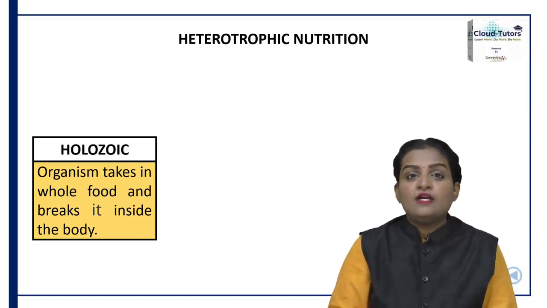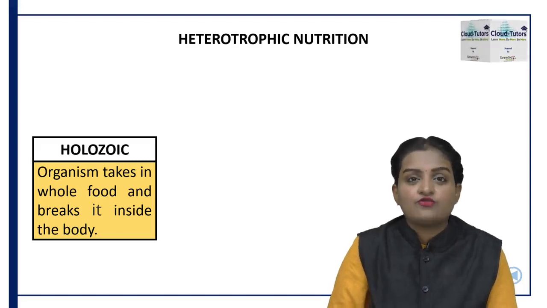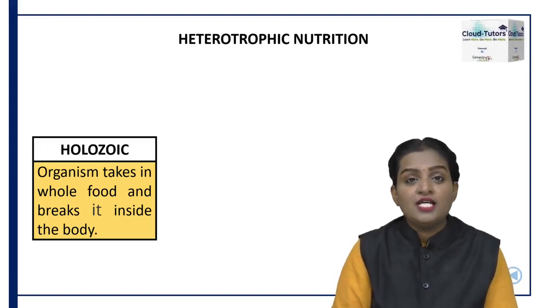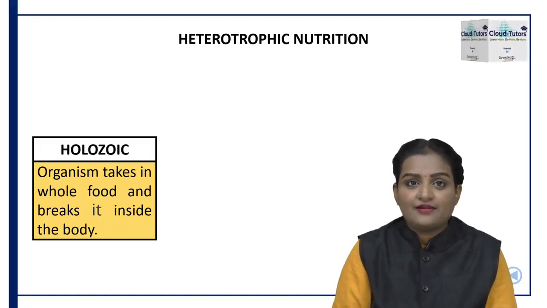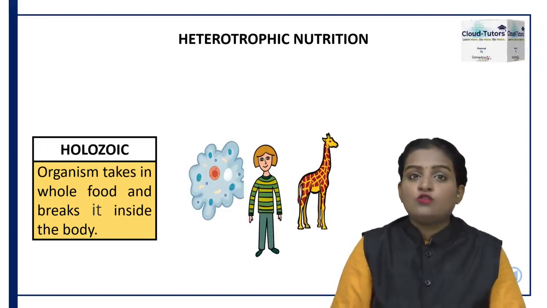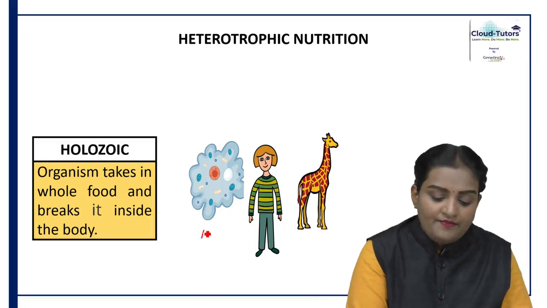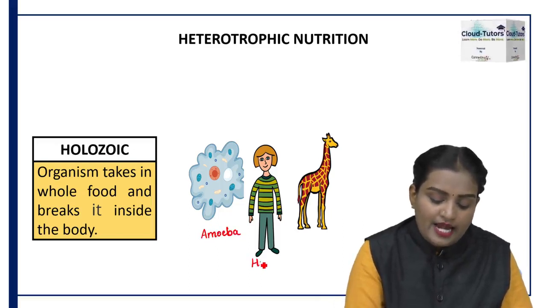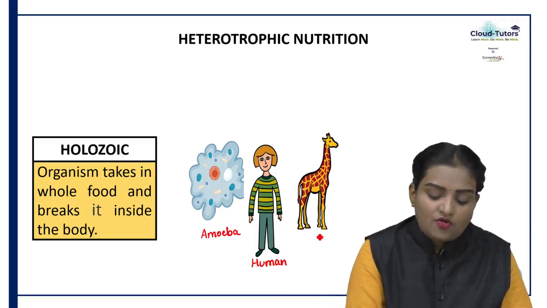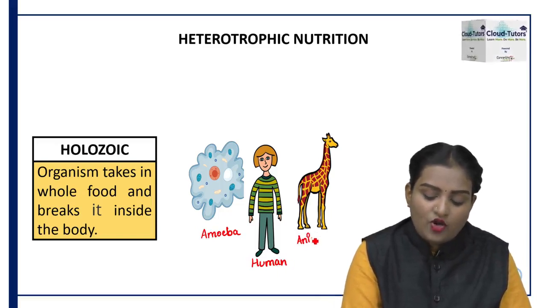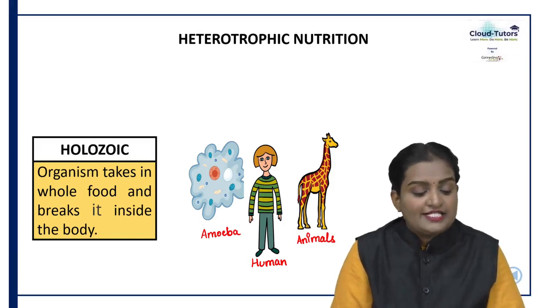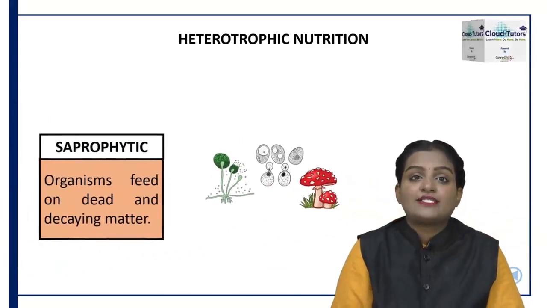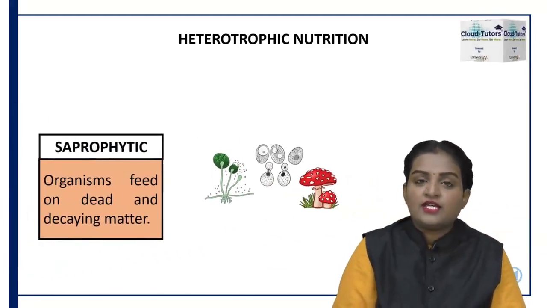Just like humans, we take in complex food through our mouth and digestion occurs inside our body in the stomach and small intestine. Examples for holozoic are amoeba, human and all the animals. All the animals, the majority of them, will show holozoic nutrition. Second type is known as saprophytic, which is seen in fungi.